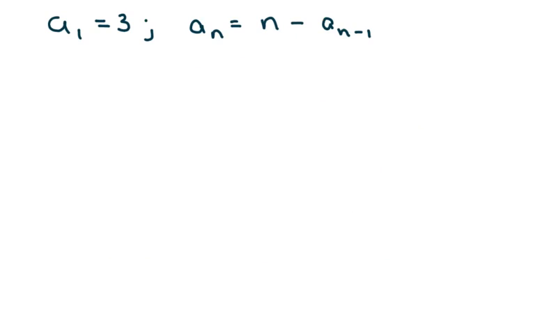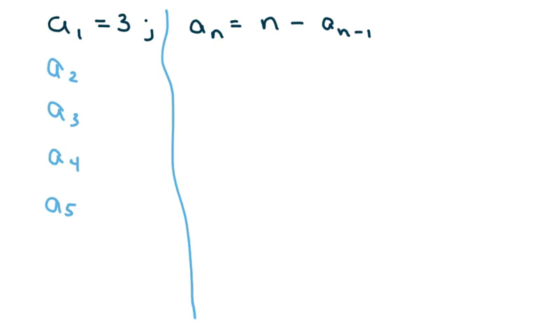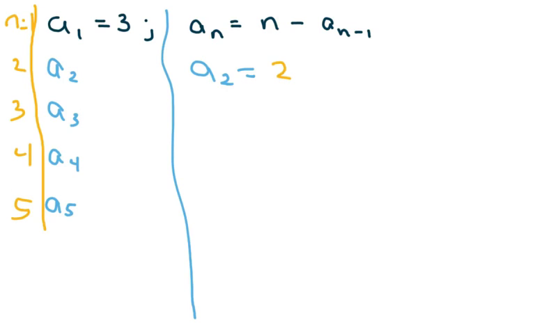All right, next one. They're giving you the first term and they give you the nth term. So basically, we want a sub 2, a sub 3, a sub 4, and a sub 5. So a sub 2 equals, my n here is 2. If you do your n equals 1 here, then 2, 3, 4, and 5. So a sub 2 is just 2 minus your previous term. Your previous term is 3. So this equals negative 1.